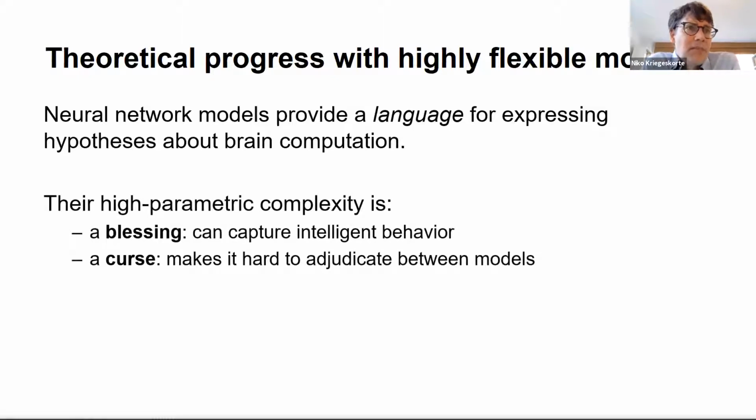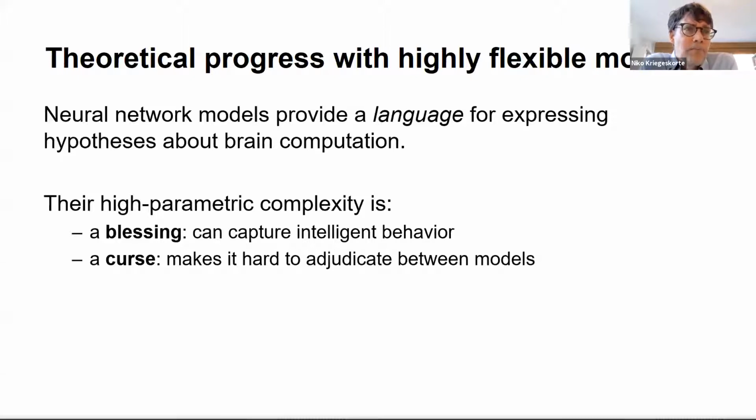However, their high parametric complexity is both a blessing and a curse. It's a blessing because it means that these models can capture intelligent behavior. And the history of AI has shown that we need high parametric models to capture intelligent processes, because intelligence requires a lot of knowledge. And without that knowledge, the model cannot be intelligent. And therefore, it can also not capture higher level cognitive processes or even perceptual processes.